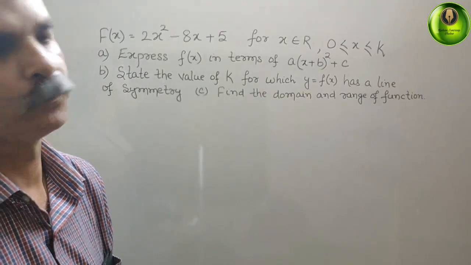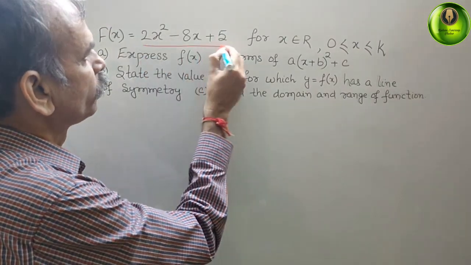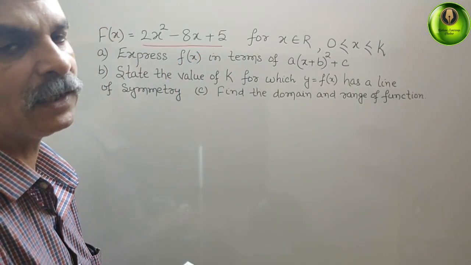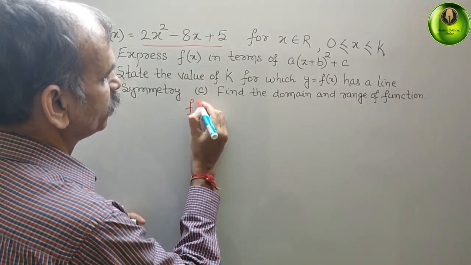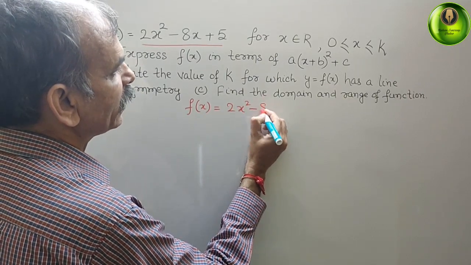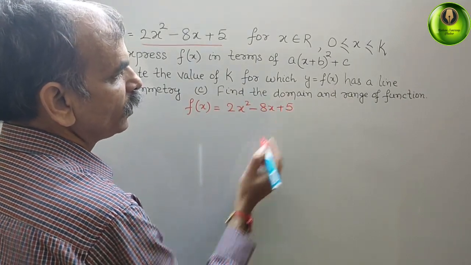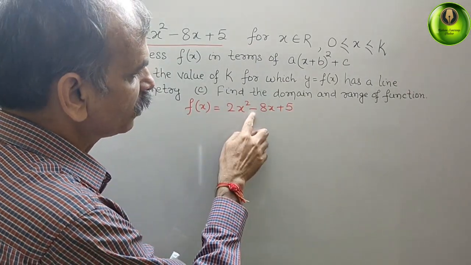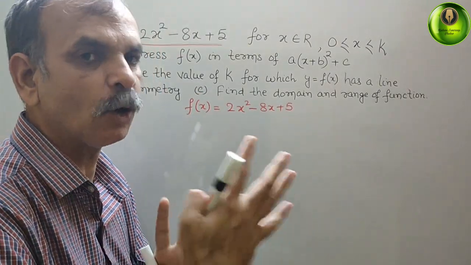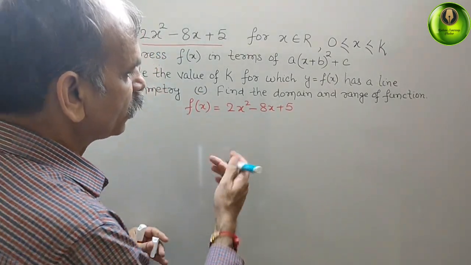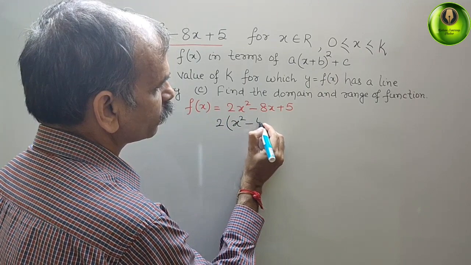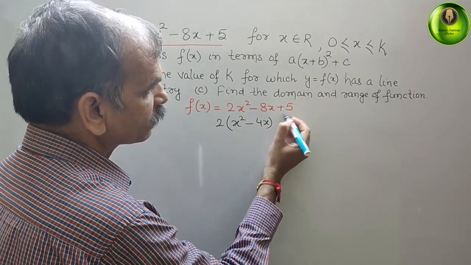So first, what we have to do is use the completing the square method. They have given f(x) = 2x² − 8x + 5. Now if you see here, the first and second terms have a minus sign, and first we will take 2 as a common factor. So it will be 2(x² − 4x) + 5.